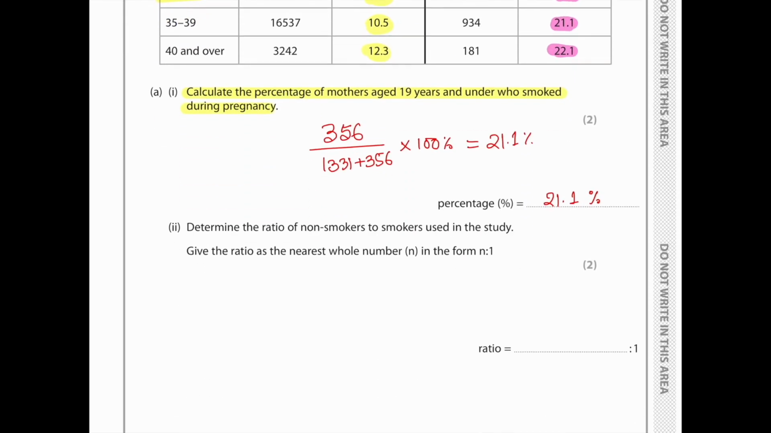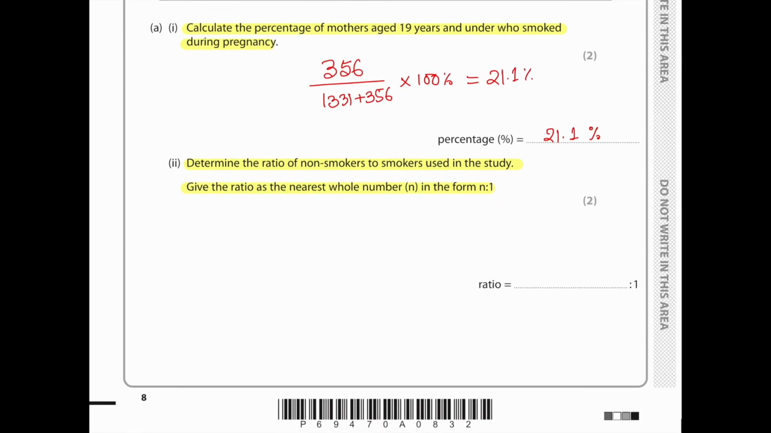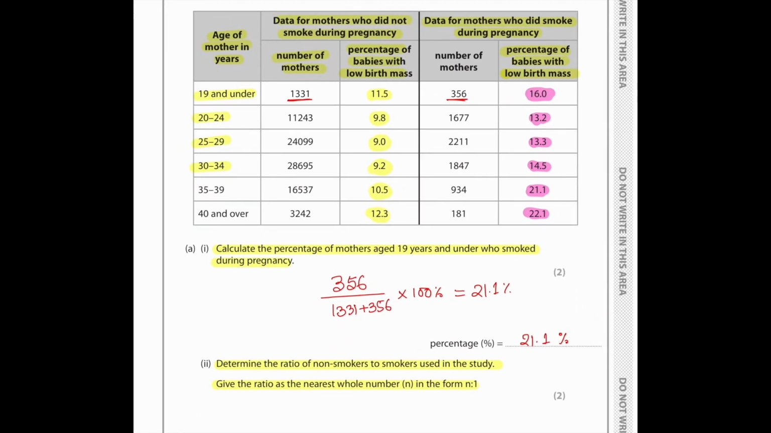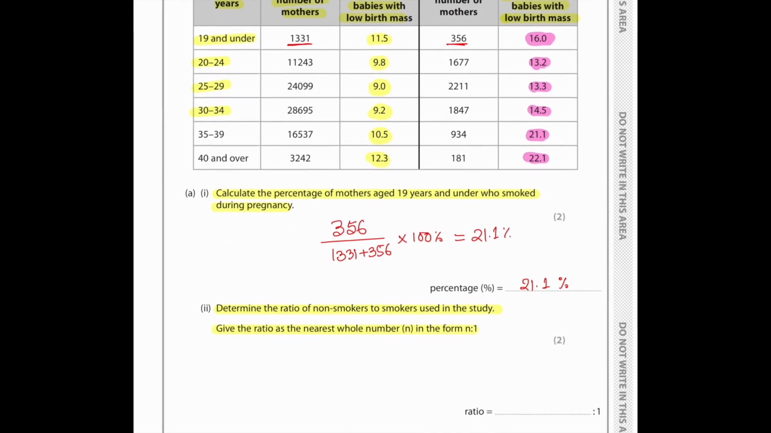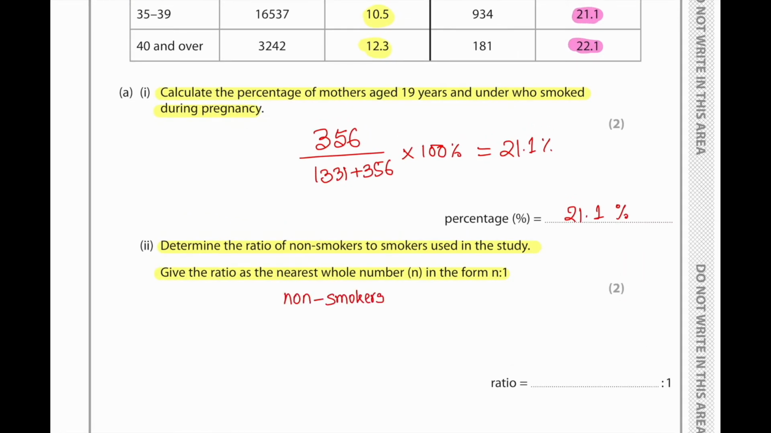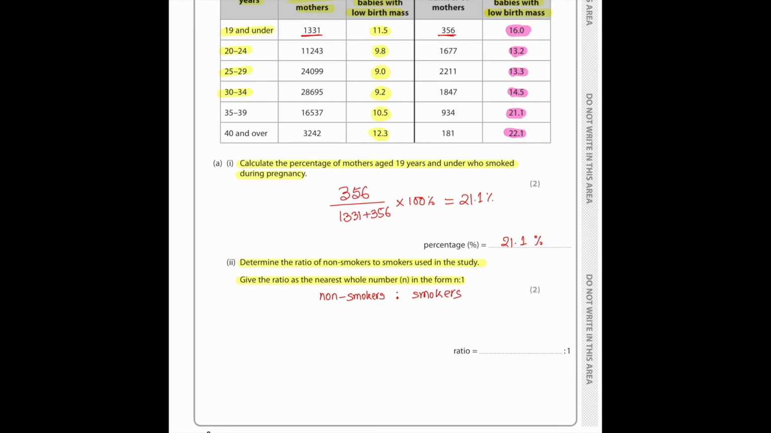So 21.1%. Now the question says determine the ratio of non-smokers to smokers used in the study. Give the ratio as the nearest whole number n in the form n is to 1. So in the whole study, we have a number of mothers, non-smokers to smokers. So let's write non-smokers on the left-hand side and smokers on the right. We'll have to count out this entire group of numbers, and this entire group of numbers.